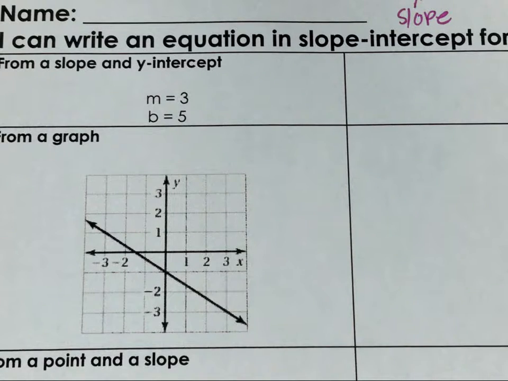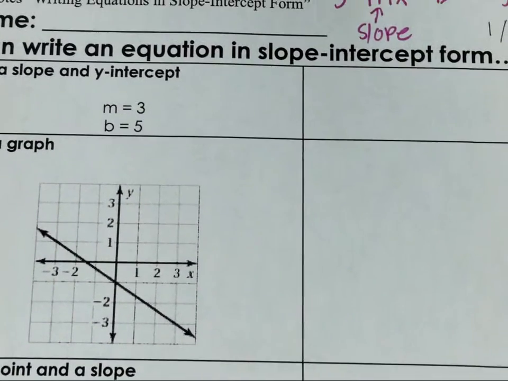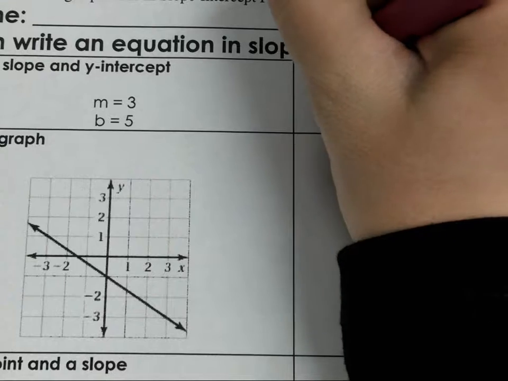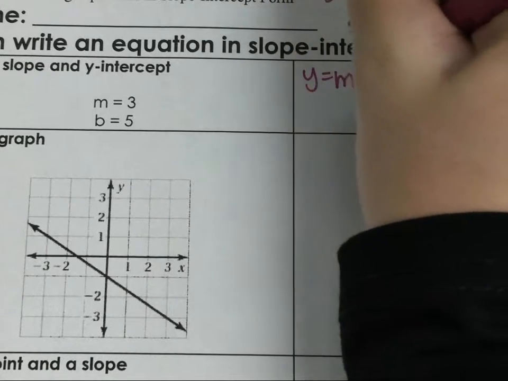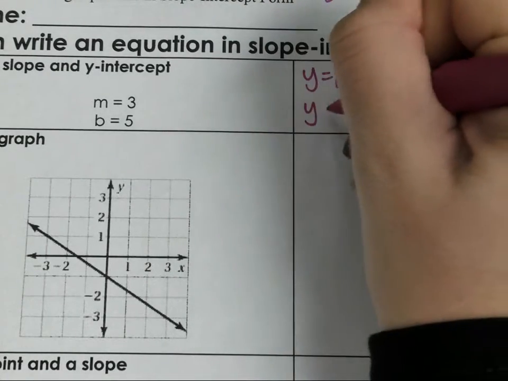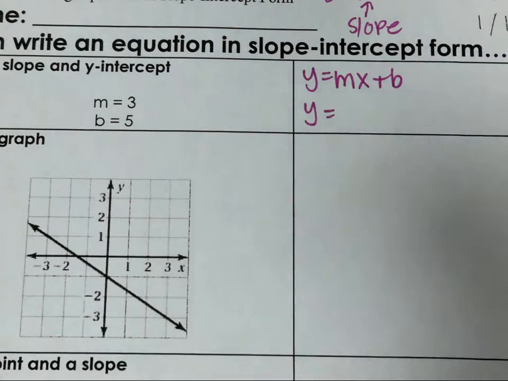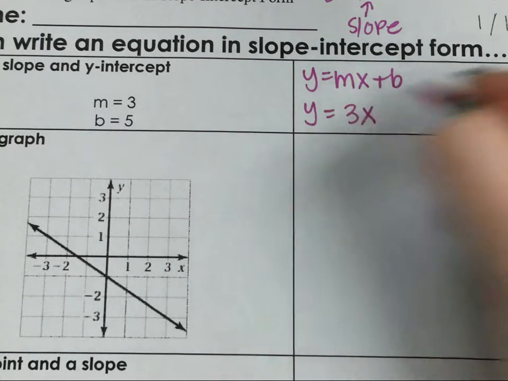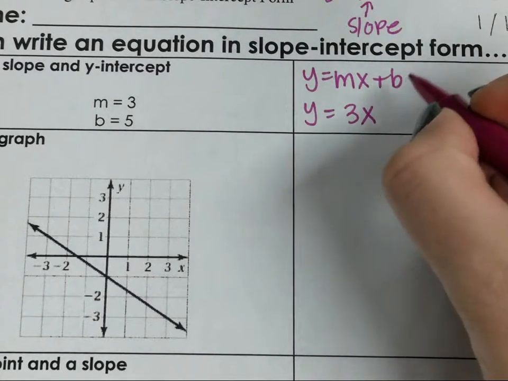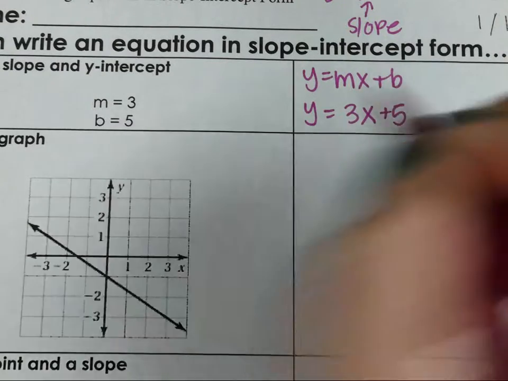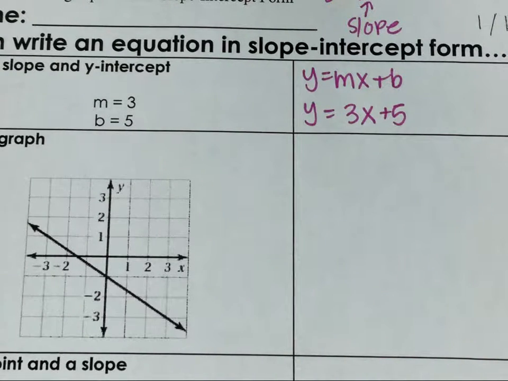Alright, so my slope is 3 and my y-intercept is 5. So all I need to do there is just plug it into that formula. So y equals mx plus b. What is my m? 3. So y equals 3x. And then my b is 5. So plus 5. Okay. So that's my equation in slope-intercept form. That's all we're doing there.